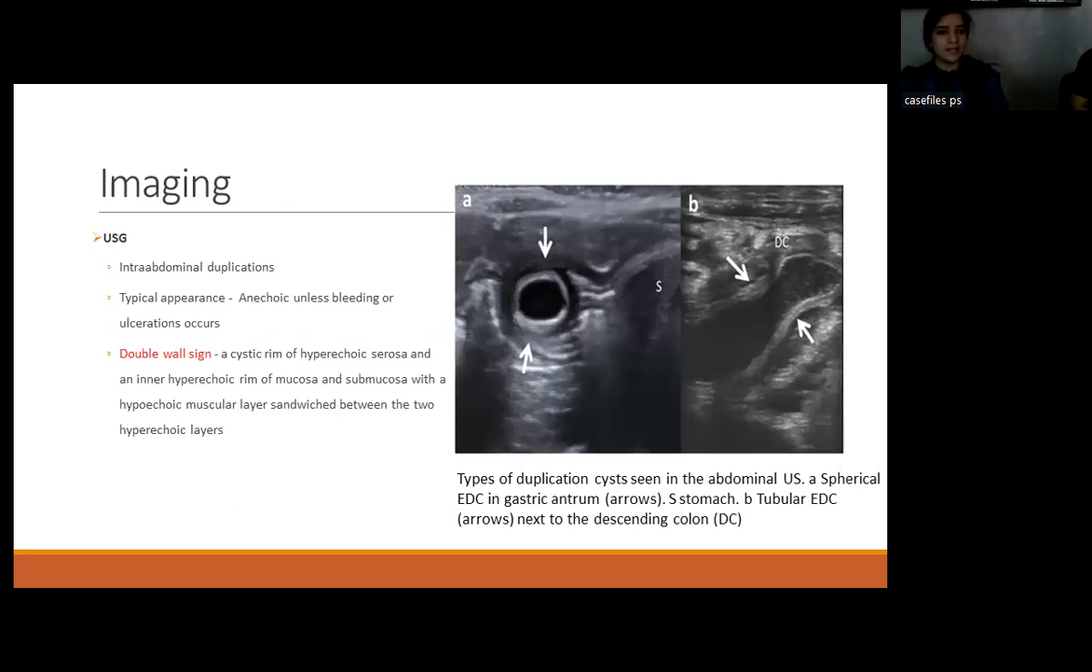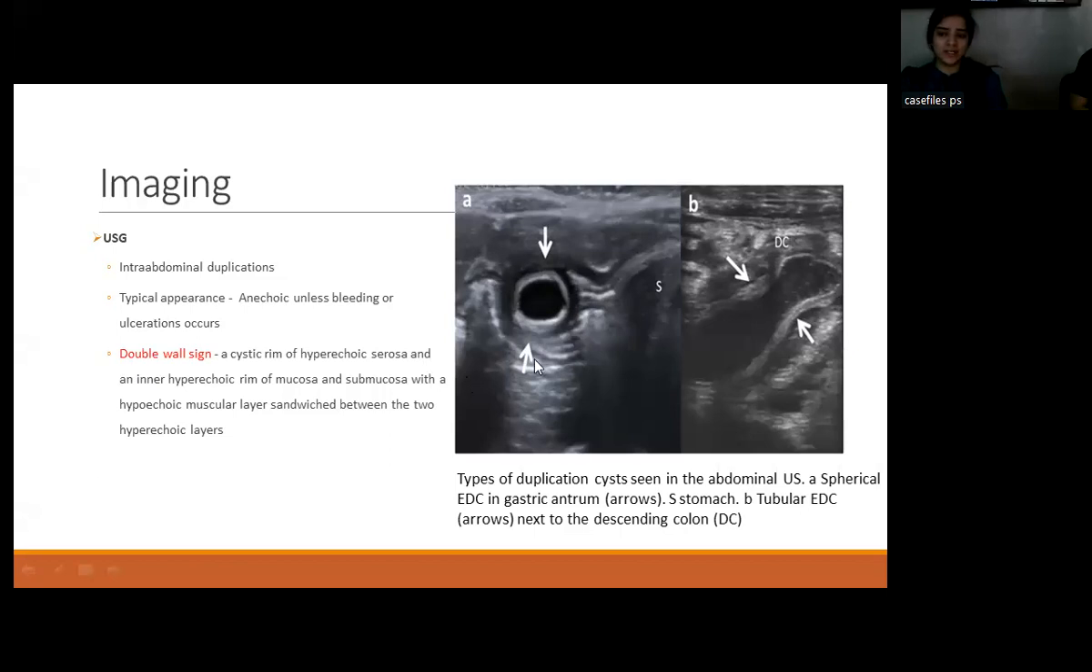Intra-abdominal duplications are best identified by ultrasound. Typically, these cysts are anechoic unless they have bleeding, perforation, or ulceration inside them. There is a typical double wall sign, which occurs due to the presence of smooth muscle: an outer hyperechoic rim of serosa and an inner hyperechoic rim of the mucosa and submucosa, with a sandwiched hypoechoic muscular layer between the two hyperechoic layers. This is known as the double wall sign.